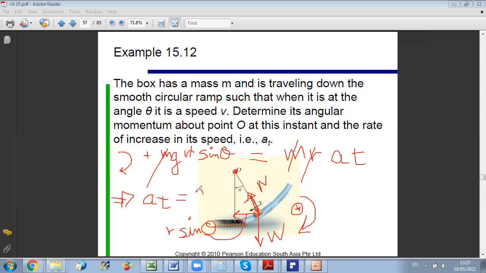I could have demonstrated this result in another way by using the sum of forces along t equals m at. This is another method. So this is the first method, by using the angular momentum. And you will notice that in all these chapters you always have several methods.